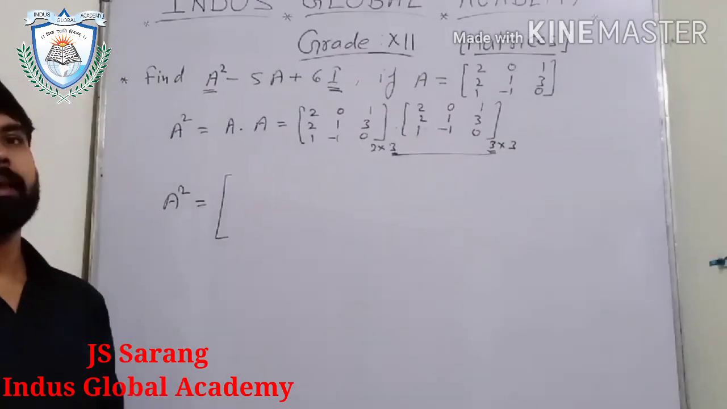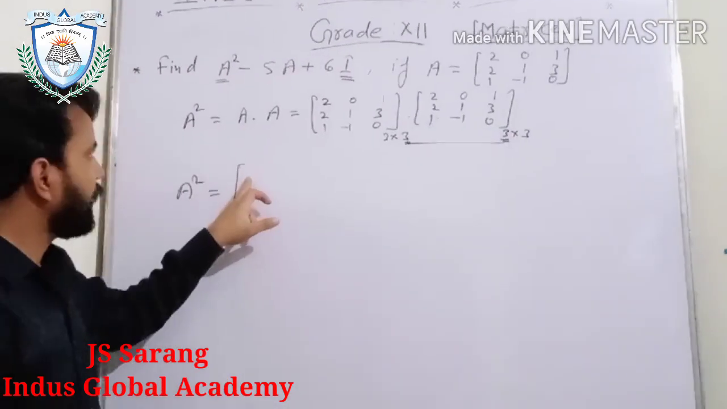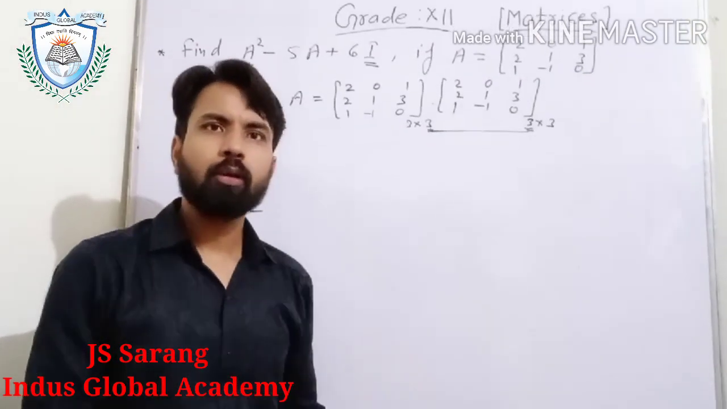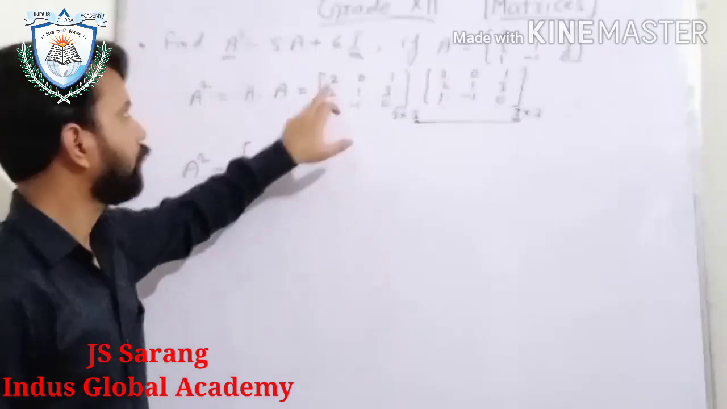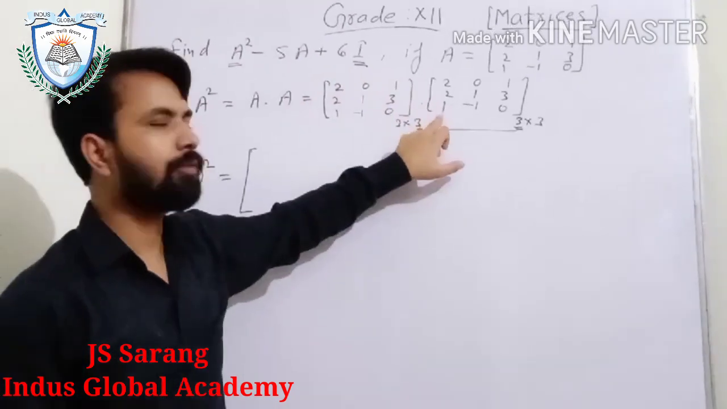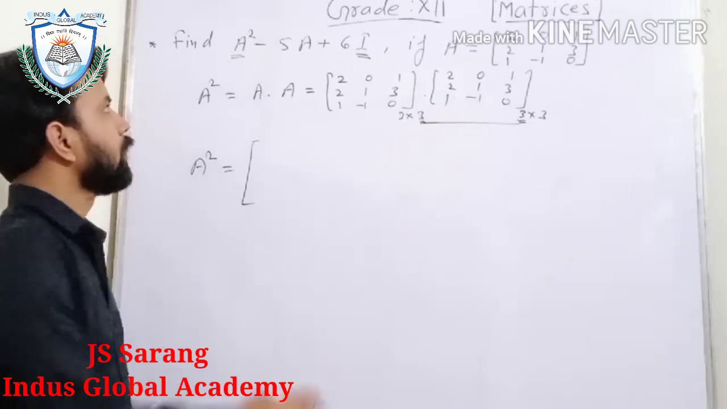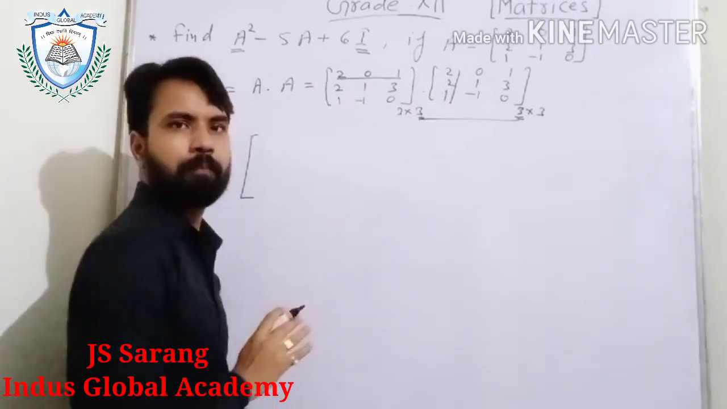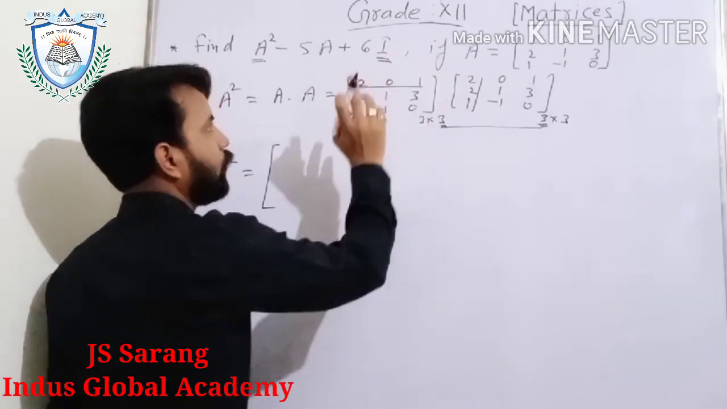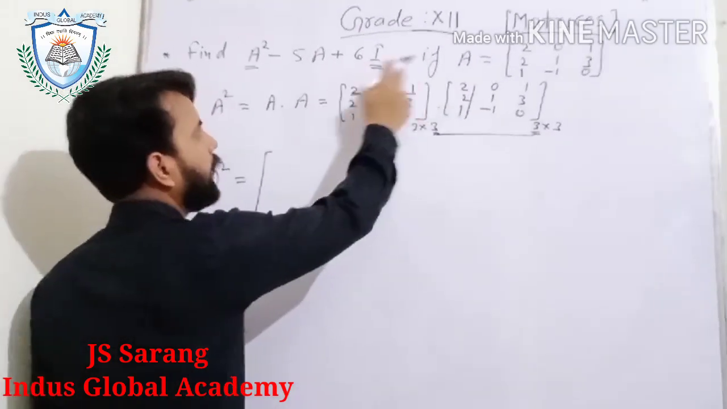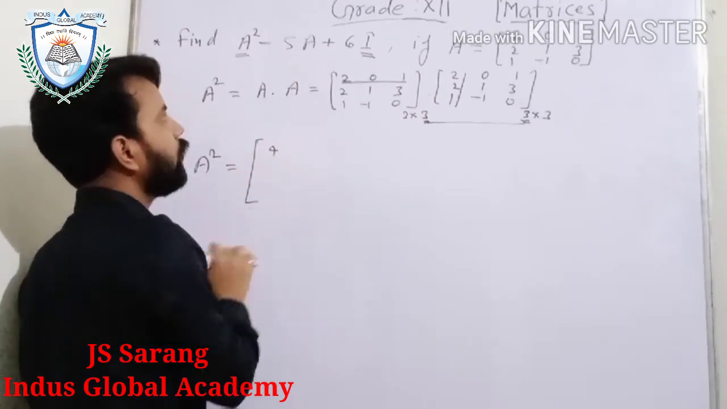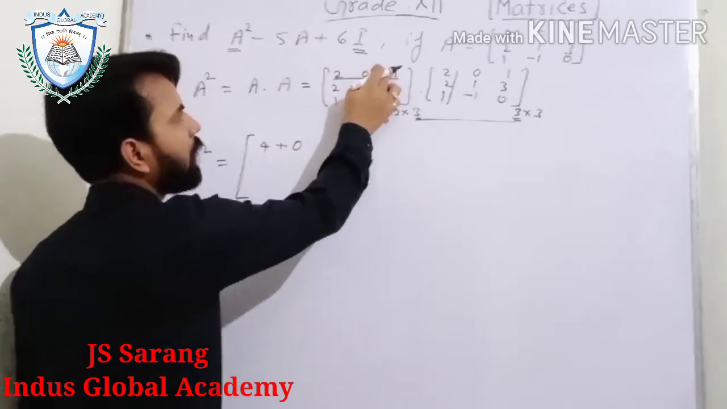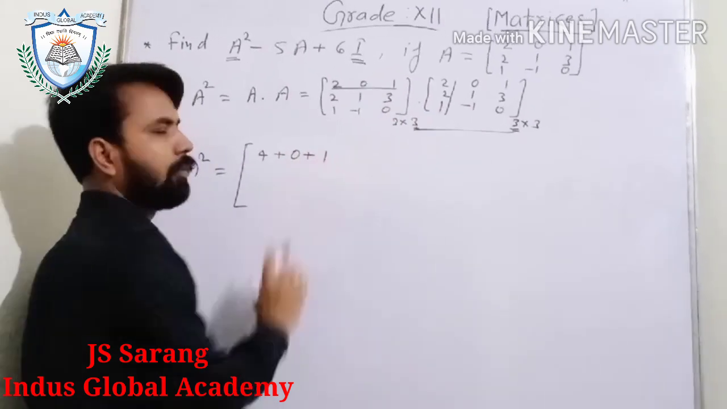So how can we multiply? I told you the first element of this matrix will be the sum of products of corresponding elements of the first row of the first matrix and the first column of the second matrix. So here we will multiply first row by first column. How? 2 into 2, it gives you 4, plus 0 into 2, that is 0, plus 1 into 1 gives you 1.